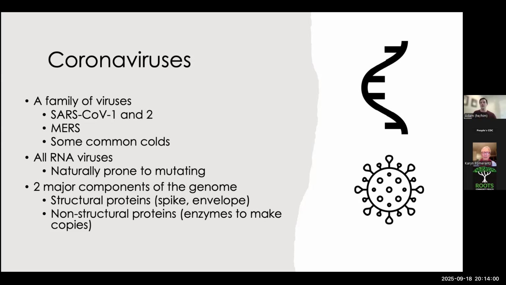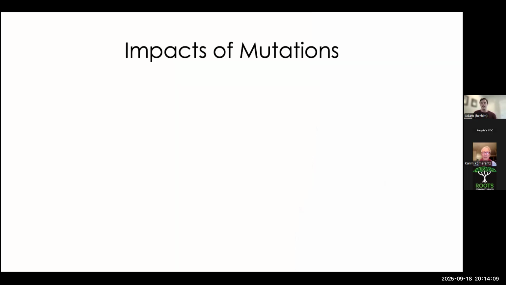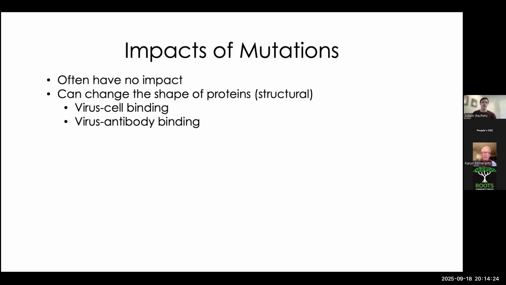And now, of course, we're here to talk about variants. So that means we're talking about mutations, which are very common in these coronaviruses. The impacts of mutations are not always straightforward. Often mutations don't have any impact at all. Just because a mutation is present doesn't mean it's actually going to do anything. But they also can very much have impacts on the virus.